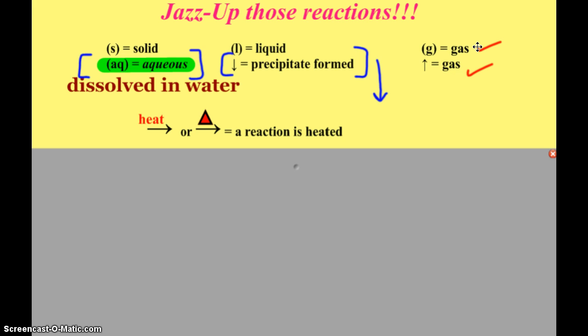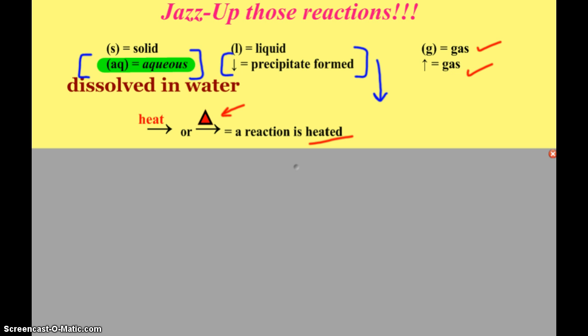The other one we'll look at right now is that if we see the word heat, or a triangle above the arrow, that means that a reaction has been heated up. Eventually, if there's a chemical formula written up there, it's going to symbolize that a catalyst is used in the reaction. But we don't have to worry about that till later. Let's just say that if we see the word heat or a triangle, the reaction is heated.